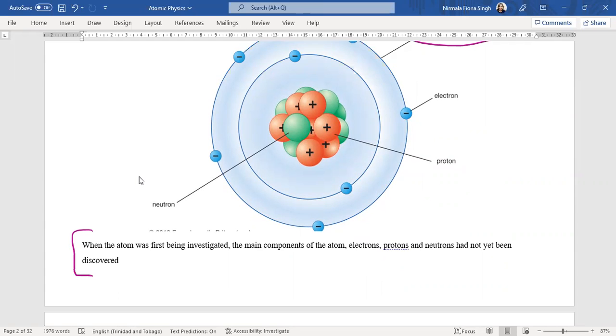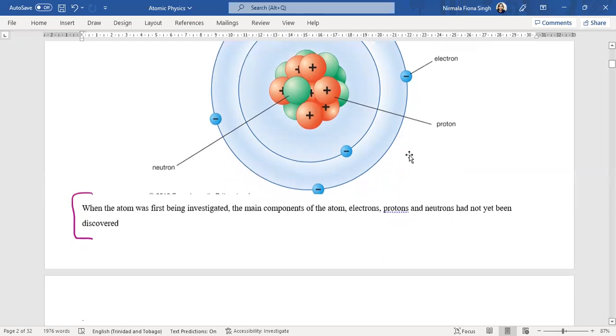So imagine you're trying to determine what is in an atom without, one, knowing what it looks like, and two, knowing what is inside of it. So it's kind of an impossible task when you think about it. How can we determine what something is made up of if we don't know what it has? We don't know what it looks like, and we don't know anything about it except one basic thing.